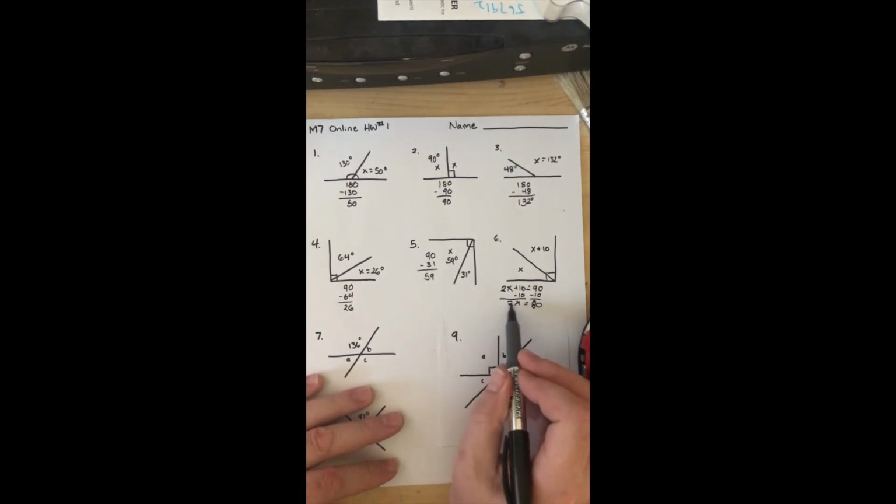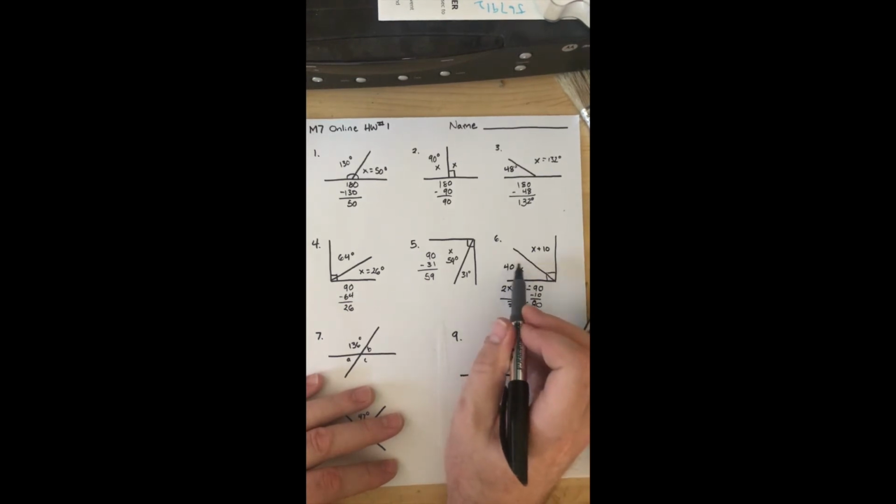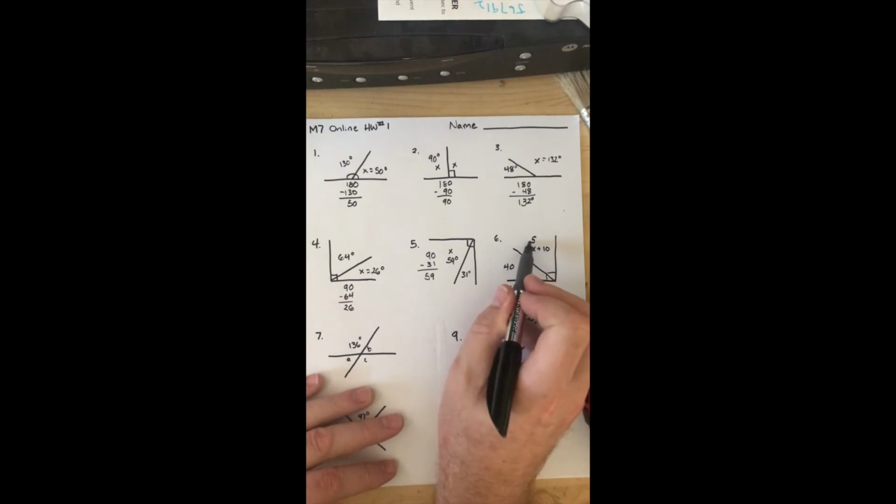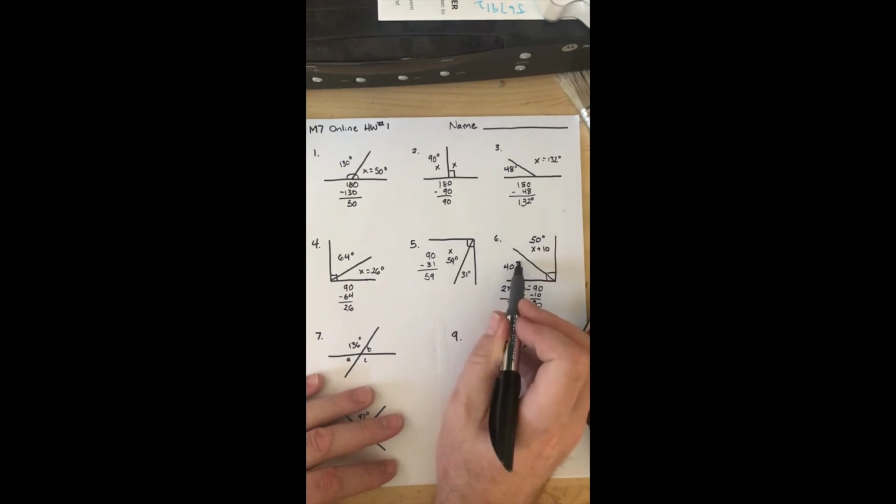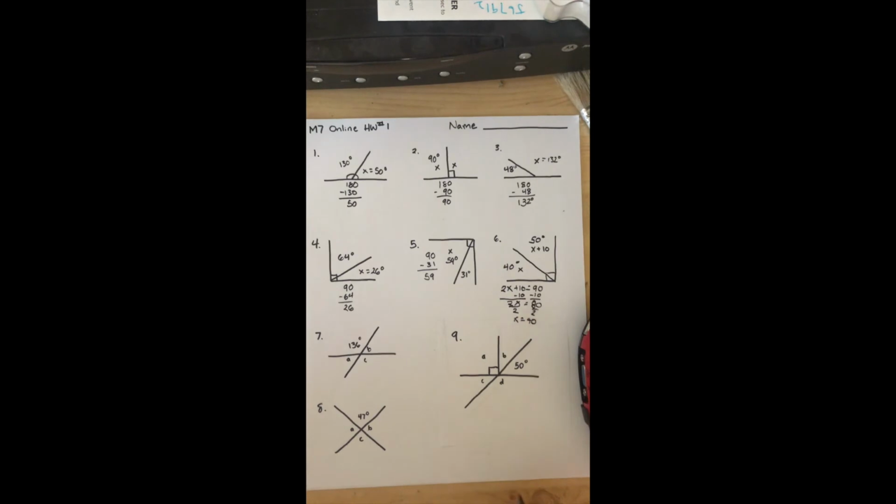I'm going to divide away this coefficient because it's multiplying, because it's 2 x's. I'm going to bring it down to just 1x, and I get x equals 40. So coming up here, there's a 40-degree angle, and 40 plus 10 would make that a 50-degree angle. And 50 and 40 add up to 90.